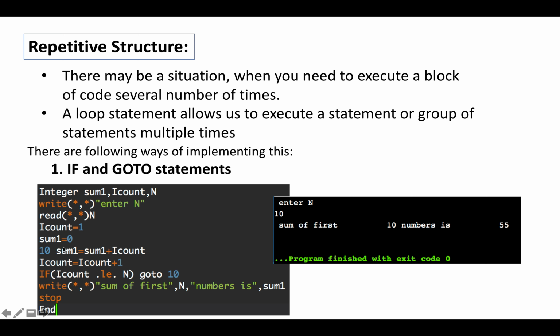Go to 10. Again, it will follow the same process. Now sum1 was earlier 0, but now it already has a value of 1. So 1 plus the new value of icount, which is 2. So 1 plus 2 becomes 3. Now sum1 is equal to 3 and icount is 2 plus 1, which is 3. So again check the condition. If 3 is less than or equal to 10, yes, it is true, go to 10, and so on. So it will keep on repeating until icount becomes 10.